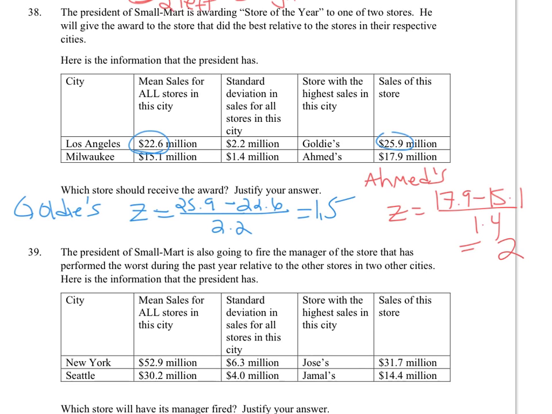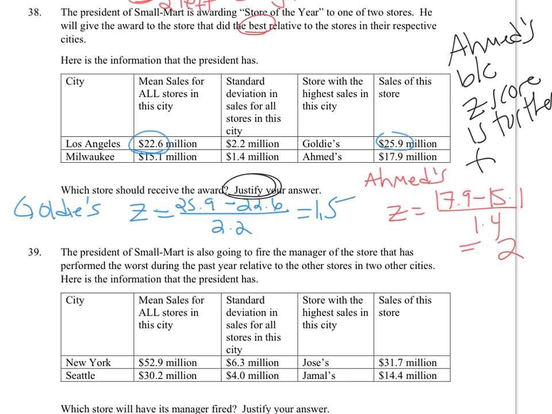So the question is, who did best? So since Ahmed's, okay, first off, when it says justify, don't just leave the numbers and say Ahmed's. You have to say why. So I'm going to say Ahmed's because his z-score is further from the mean of his city, Milwaukee. Whereas Goldie's, she's closer to the mean, so Ahmed did better.